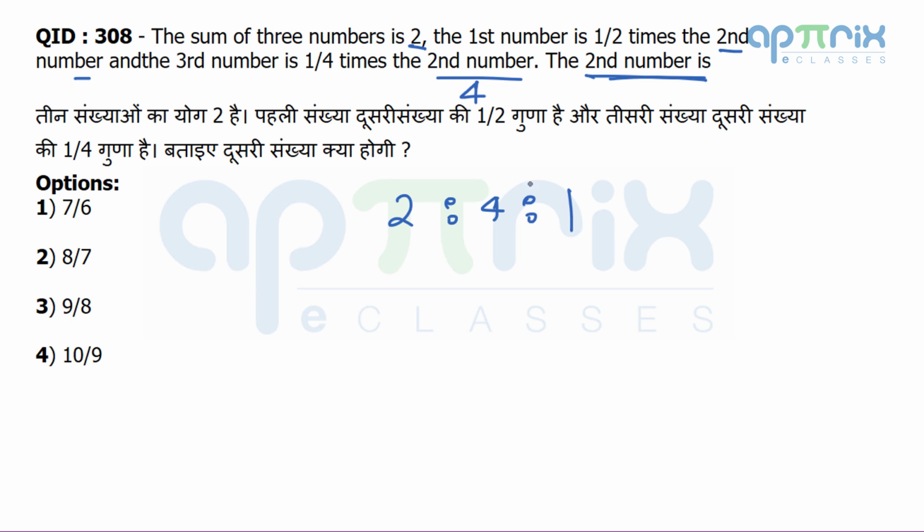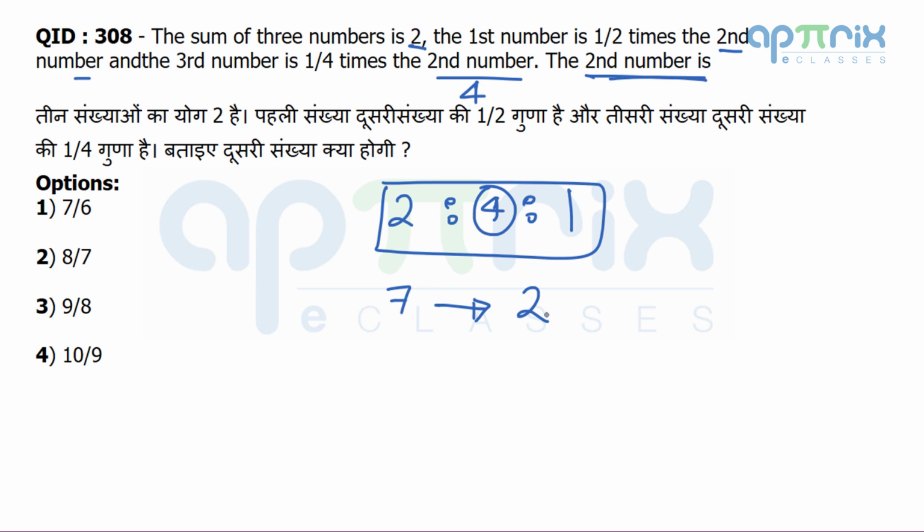We have to find the second number. That means we have to find the value corresponding to 4. You sum all the parts, 2, 4, 6 and 1, 7. 7 parts correspond to how much? 2 here. The sum is given to be 2.